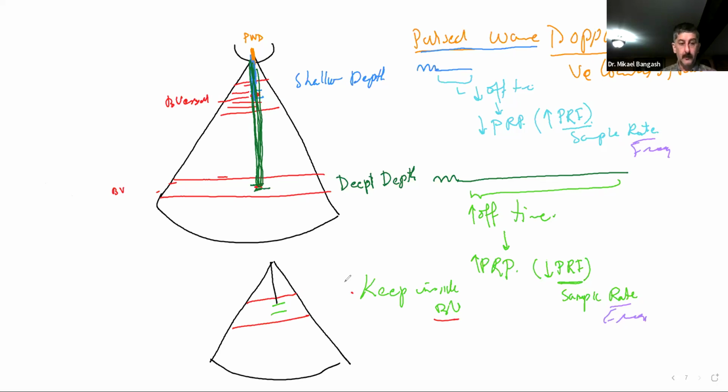Because if you don't, if this is where you have your blood vessel, and you keep your sample gate up here, you will have no Doppler shift or no Doppler recording. Did you guys get that?